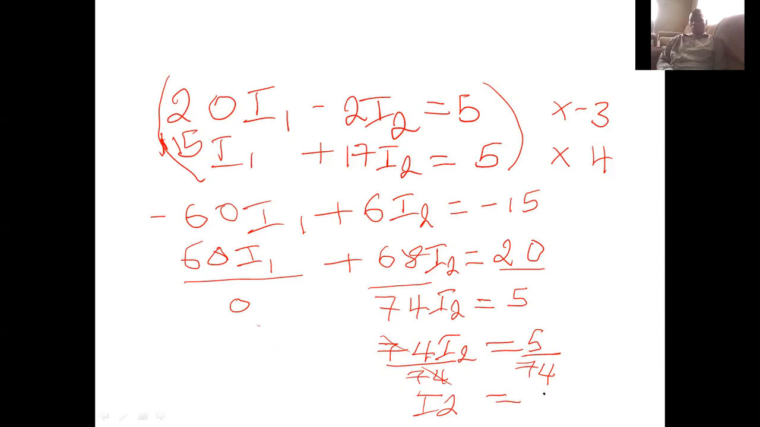which is actually 0.0676 amps. So it means that we have calculated the value of i2. And so for us to calculate the value of i1, we can substitute in one of these equations. For example, we can get equation number one, 20 i1 minus 2 i2 is equal to 5. We can substitute this current there, which means that we'll be able to get i1.